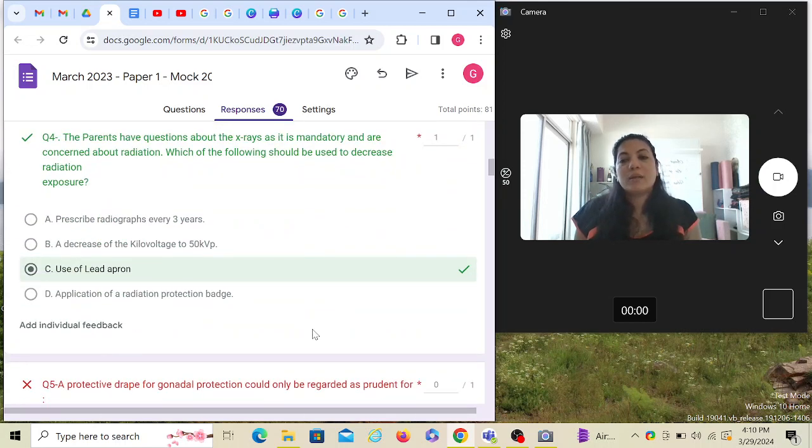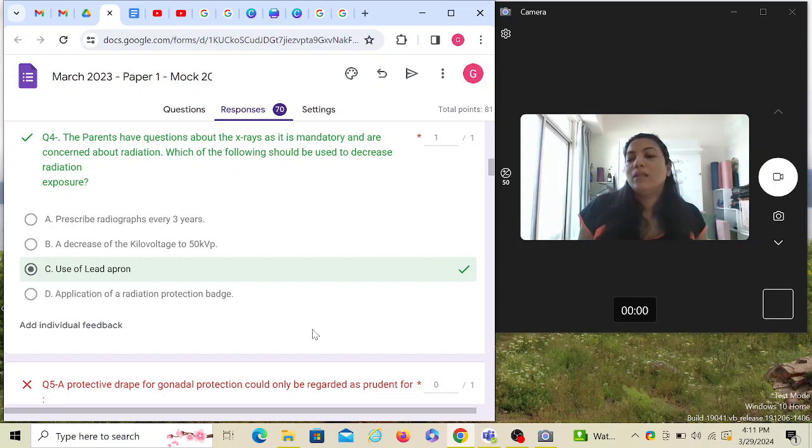The parents have questions about the X-rays as it is mandatory and are concerned about radiation. Which of the following should be used to decrease the radiation exposure? To decrease the radiation exposure, either you give lead aprons, or you do the digital X-ray, or you use an E-speed film, or you increase the kilovoltage so you decrease time. You cannot do the reverse: if you decrease the kilovoltage, you'll have to increase the duration of exposure, which would be more radiation. So it's always increase the kilovoltage to decrease the time.